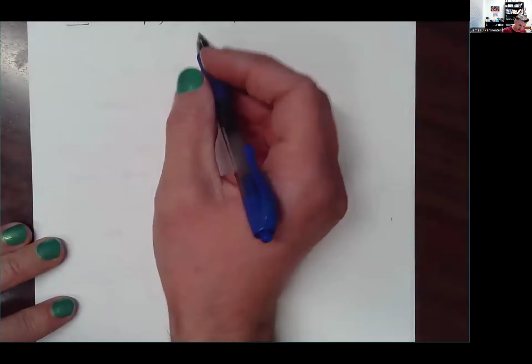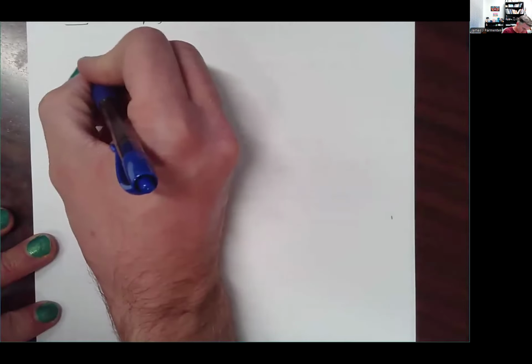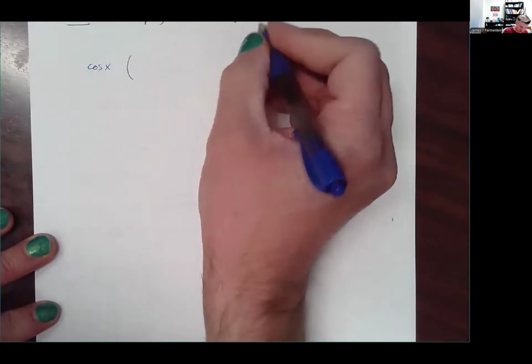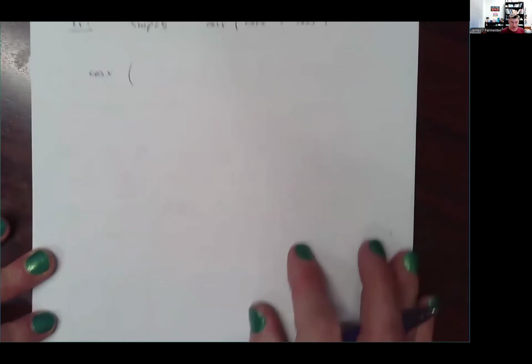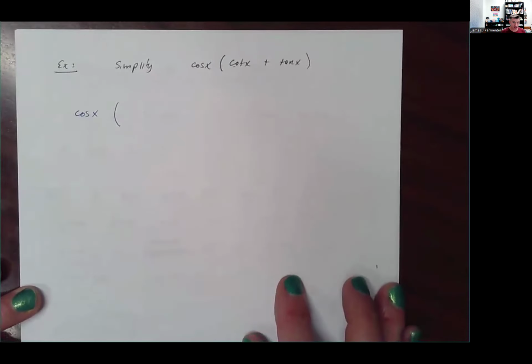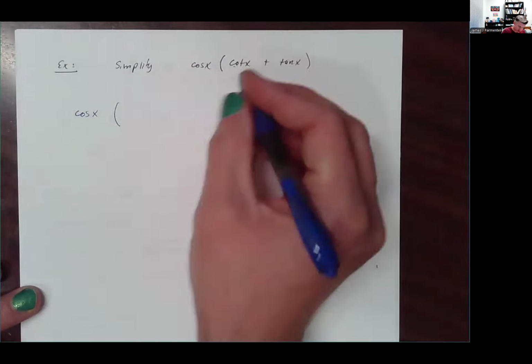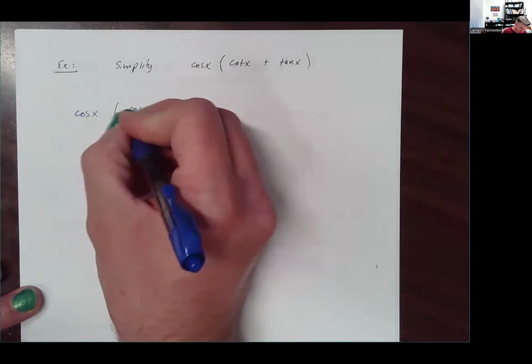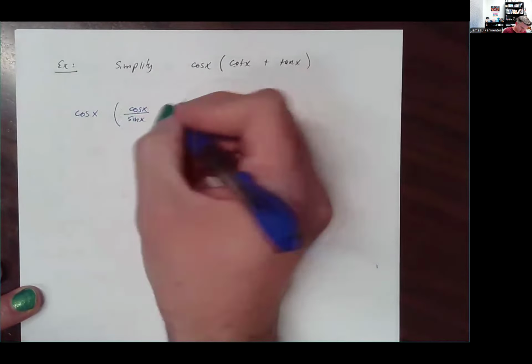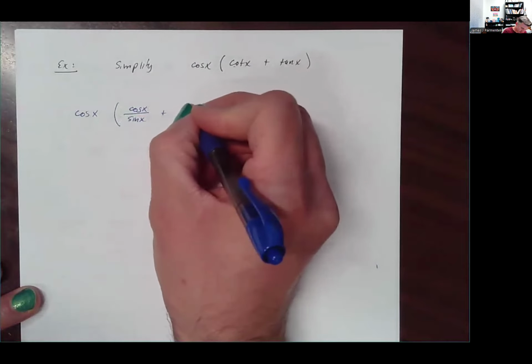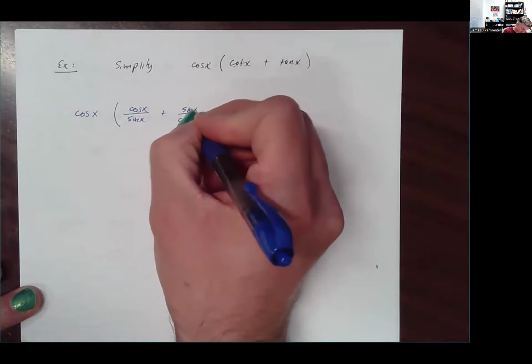One more of these, and then we will stop this video and record one more short one after this. Simplify cosine x times cotangent x plus tangent x. So again, the usual first steps. Rewrite your trig functions in terms of sines and cosines. I'm going to rewrite cotangent x as cosine of x divided by sine of x. I'm going to rewrite tangent of x as sine of x divided by cosine of x.